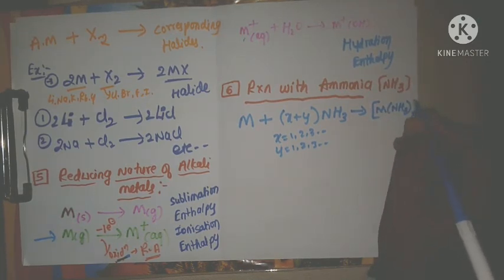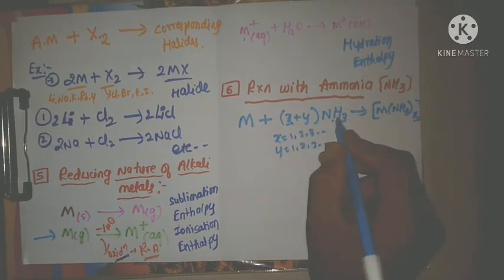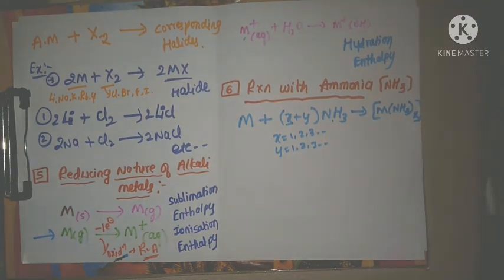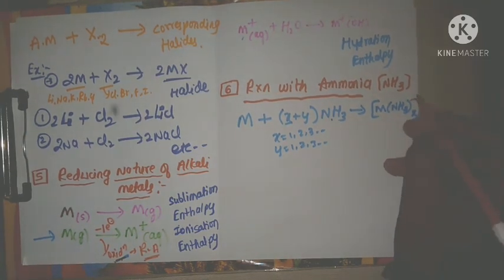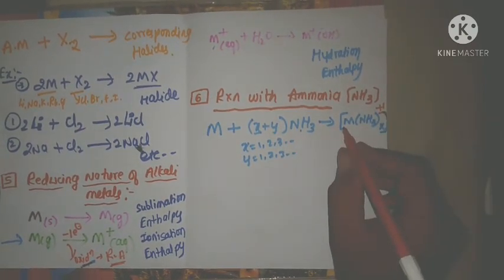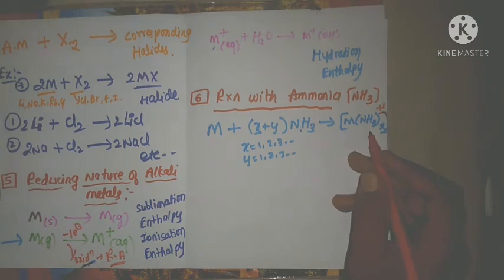MNH3X times. X times of NH3 are reacting with the M. Now M loses one electron. Then what will be the oxidation number of this complex? Plus 1. Here the charge on MNH3X is plus 1, because if this M loses one electron, then the charge on this complex is plus 1.